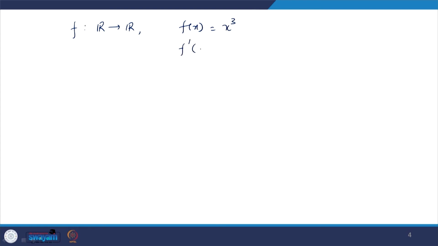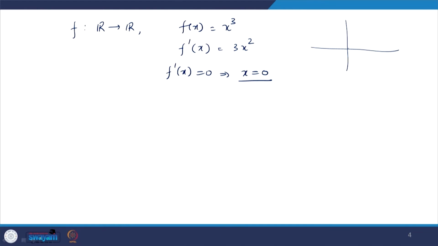So, the first derivative is equal to 3x square, and this derivative is 0 implies x equal to 0. But x equal to 0 is not a point of minima and neither a point of maxima for this function x cube. You can check from the graph. This is a 0 point, and this 0 point is neither a point of maxima nor a point of minima for this function. So, this gradient of f at x bar is only a necessary condition. Okay. So, what is a sufficient condition?